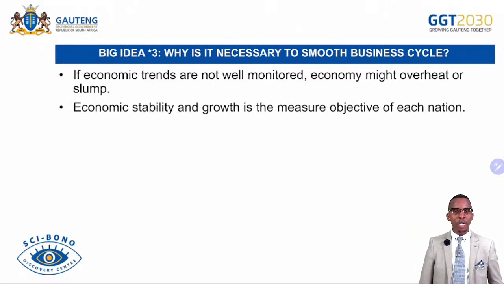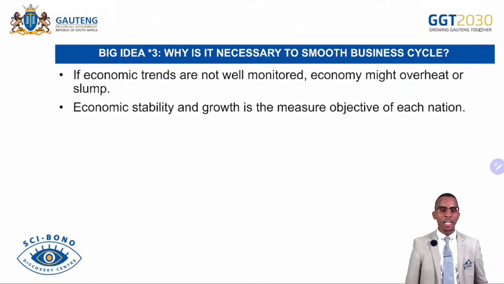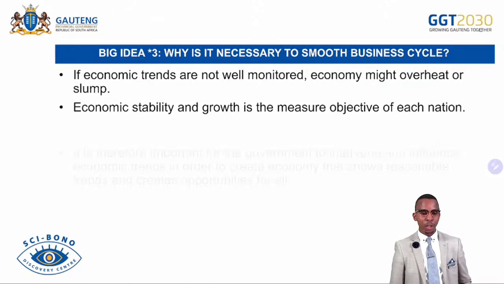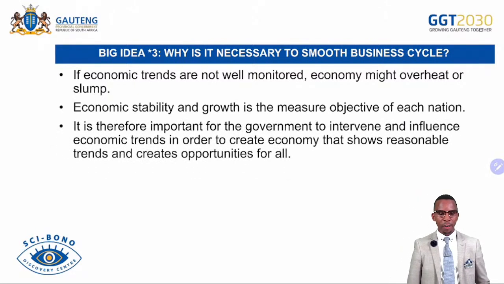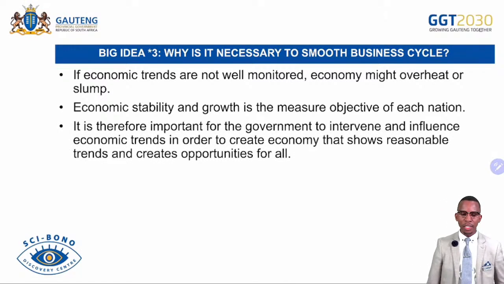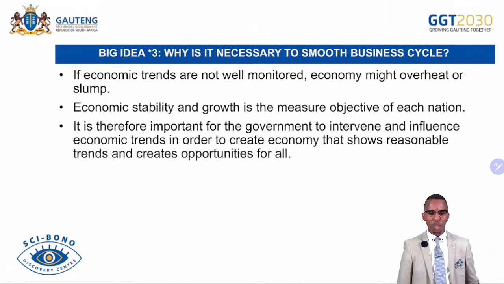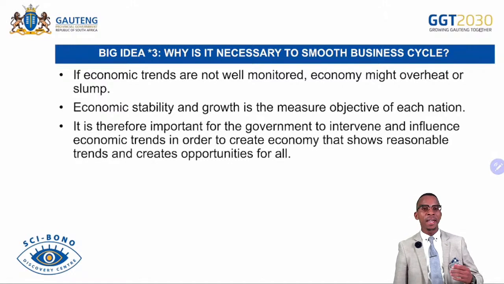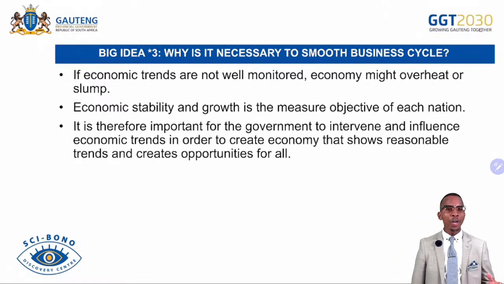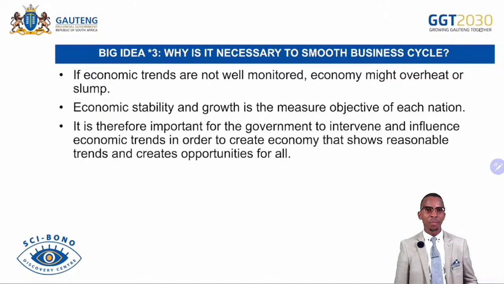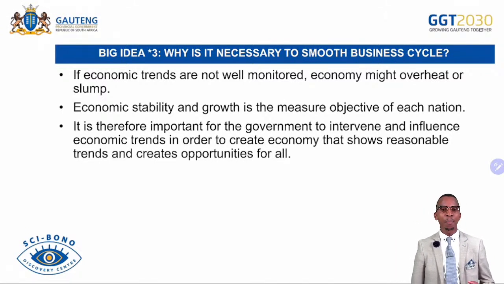So it is very important to know that each country wants to have economic growth. Each country wants to have economic stability. So monitoring or smoothing the business cycle helps the country to achieve that economic growth and ensure that the economy is well stable. It is therefore important for the government to intervene and influence economic trends in order to create an economy that shows reasonable trends and creates opportunities for all. So smoothing the business cycle allows the economy to move in a manner that creates opportunities for all economic stakeholders. Because at times, the economy will move to the point that it only supports some individuals.